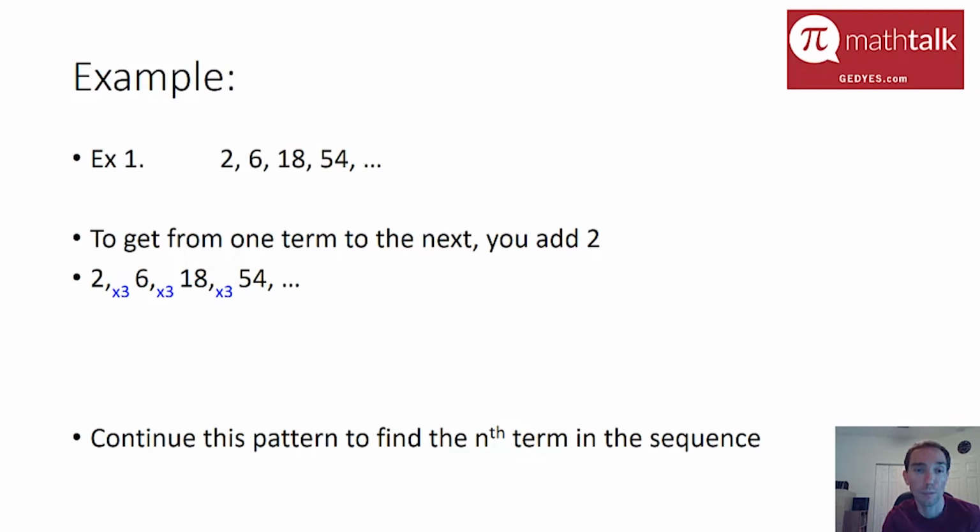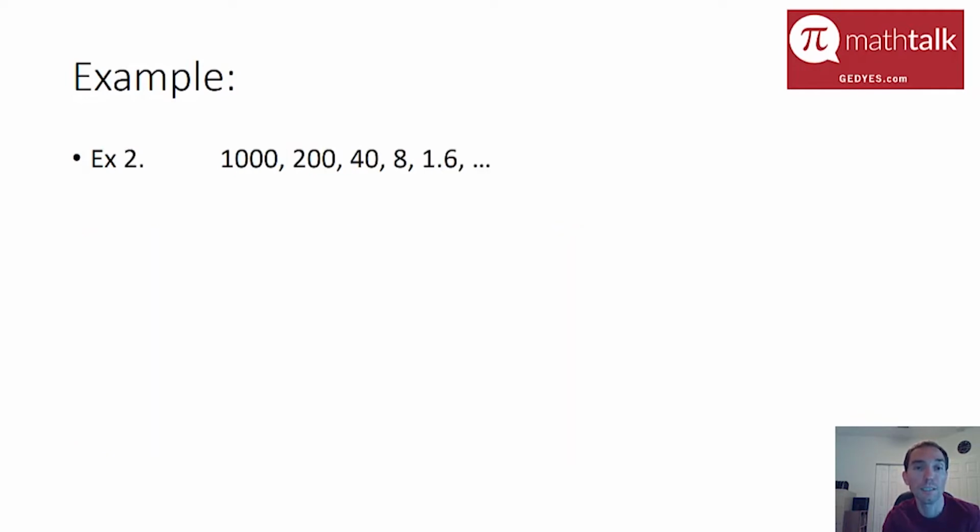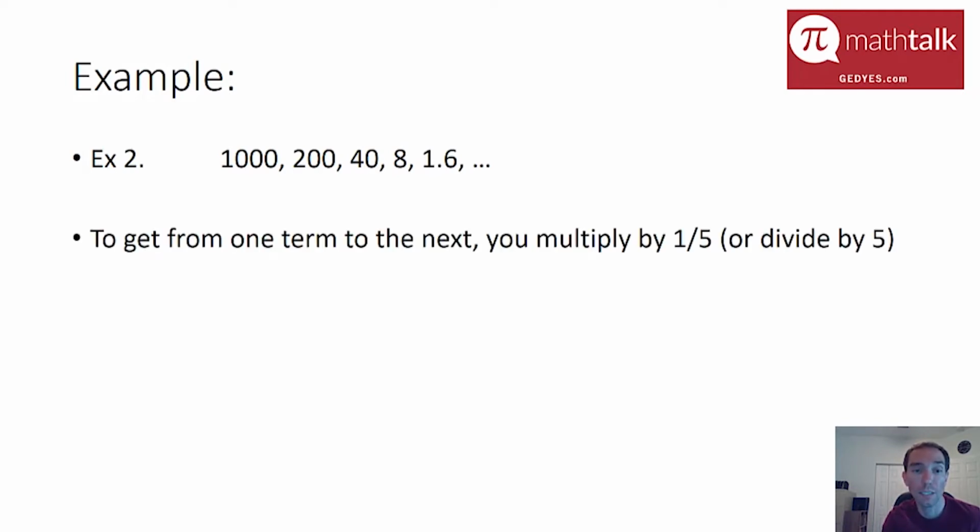So let's look at another example. In this sequence, we start out at 1,000, and you can see that as we go on, we decrease dramatically. There's 1,000 to 200 to 40 to 8 to 1.6. And one of the things you want to keep in mind is that if you have a sequence or a pattern that drastically decreases in value as you continue along, what that means is your common ratio is either going to be a fraction or a decimal, or you're just going to be dividing by a number. And it turns out in this one, to get from one term to the next, you just multiply by a fifth, or you just divide by 5.